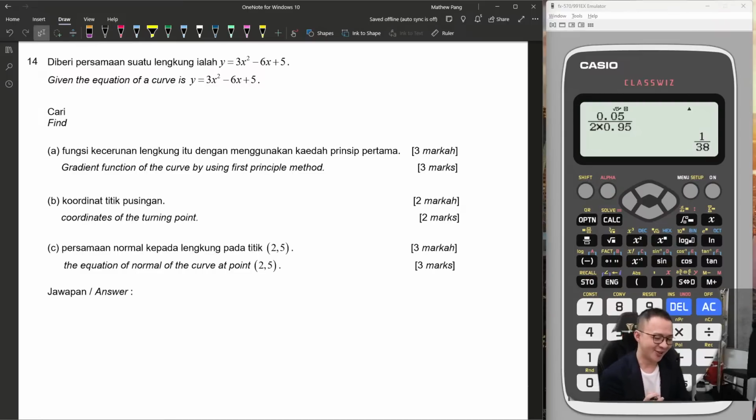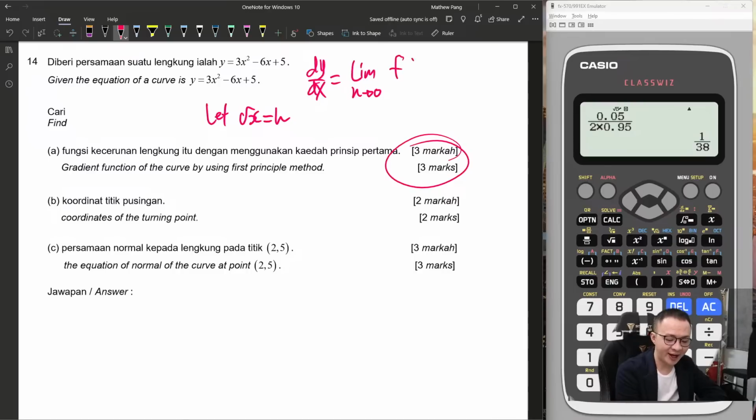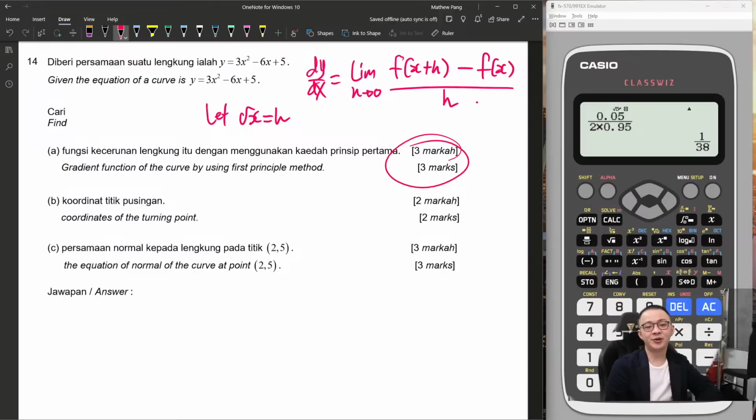Okay, 14, last 2 questions. We have this curve, find the gradient function using the first principle. Ayo, why do they love first principle? 3 marks. Okay, the first principle formula is what? dy/dx, we will take the limit. Okay, we let change of x equal to h. We take the limit as h is close to 0 for f(x plus h) minus f(x) over h.